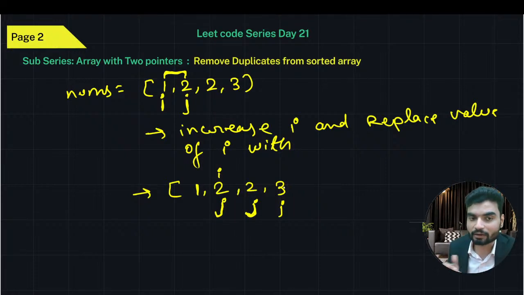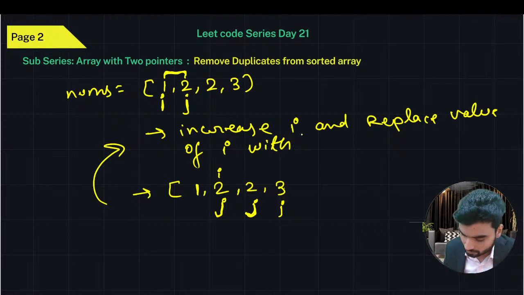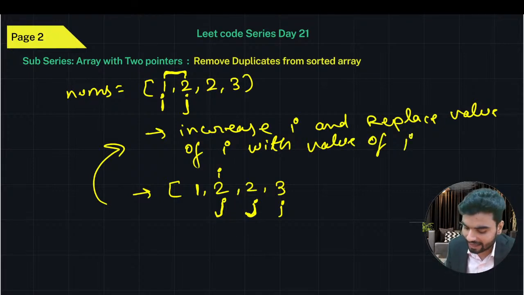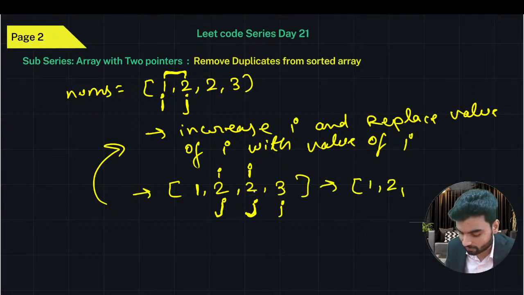They are different. If they are different, then increase I and replace the value of I with the value of j, right? Which means I will point out here, and the value of j is this. So replace this, which means that this will become 1, 2, and the value of I will be replaced by 3, the value of j, right? This becomes 3, and the last value will remain 3.